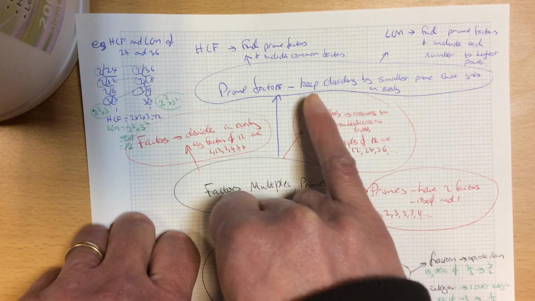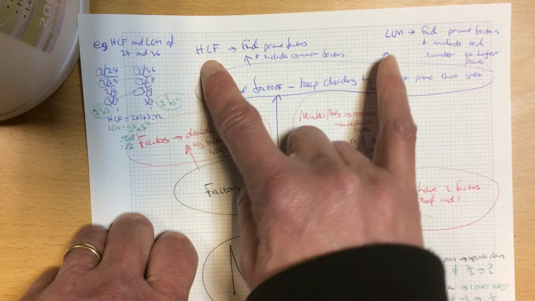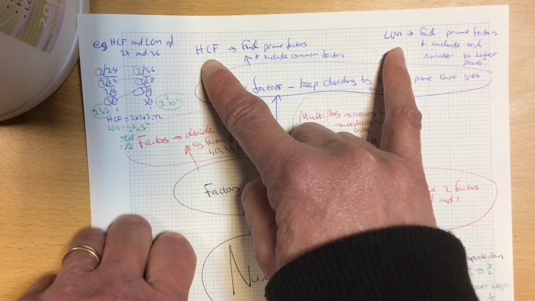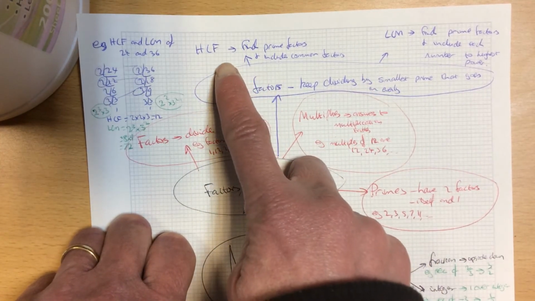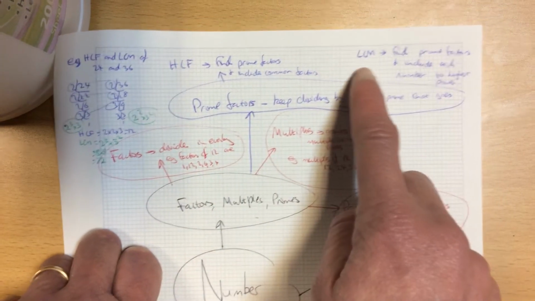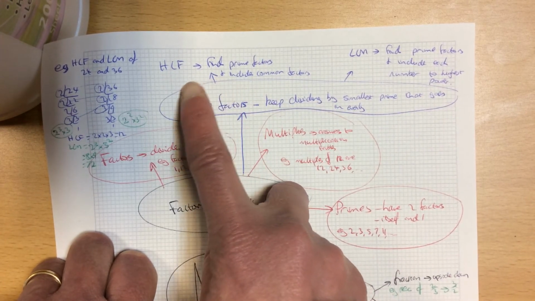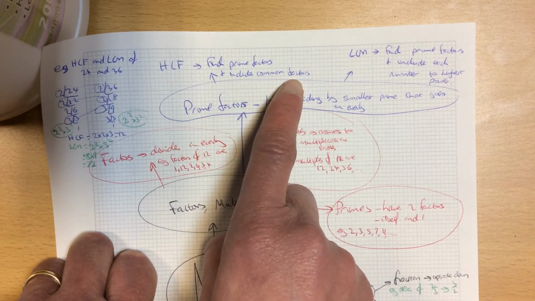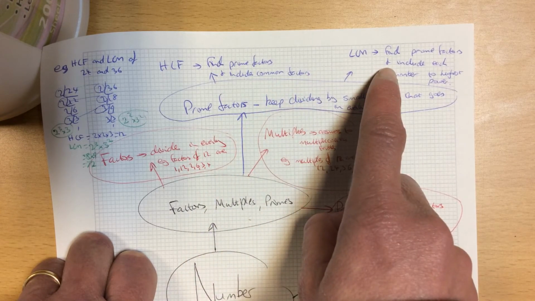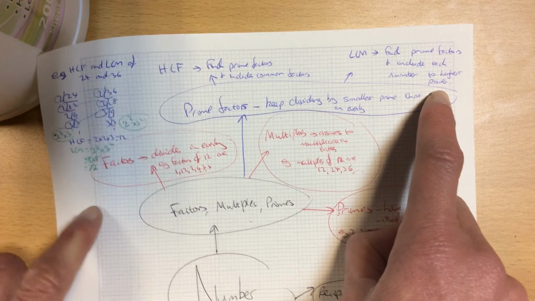Okay. Prime factors are used usually in 2 ways. One, to find the highest common factor, and the next way to find the lowest common multiple. To find the highest common factor, you find the prime factors. Find the lowest common multiple, you find the prime factors. In highest common factor, you include the common factors, whereas in lowest common multiple, you include each number to the highest power. So what does that mean?